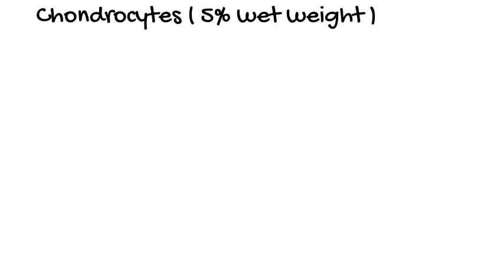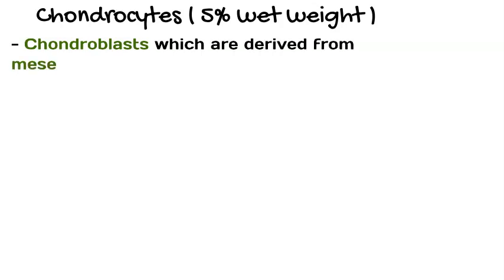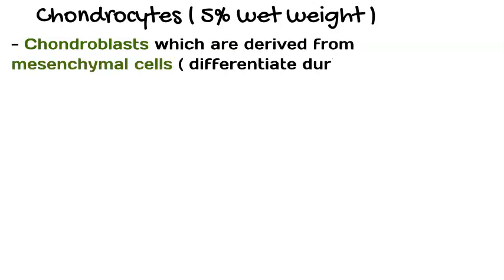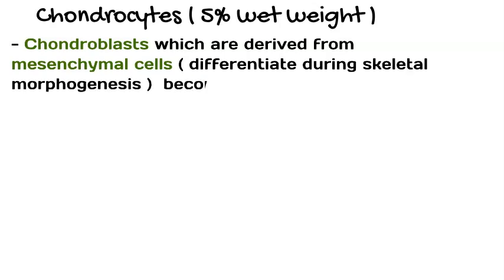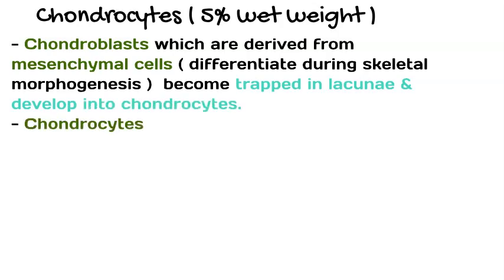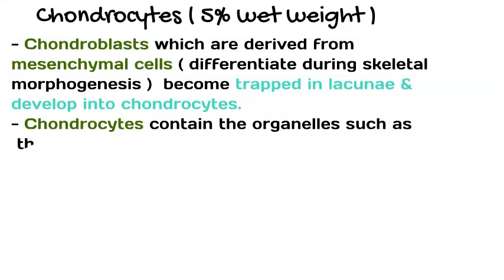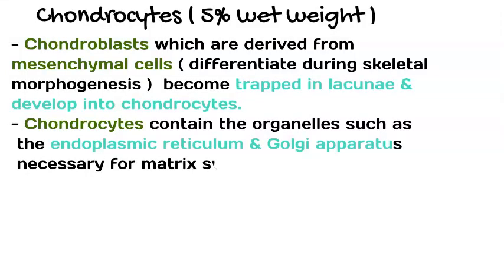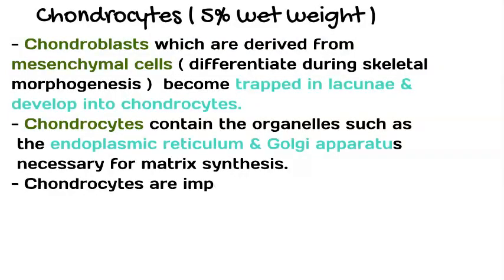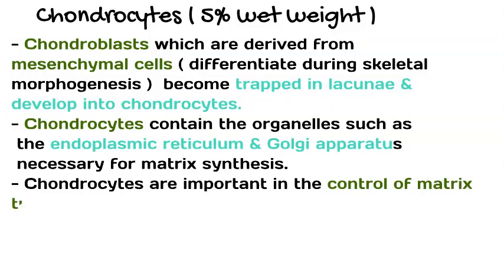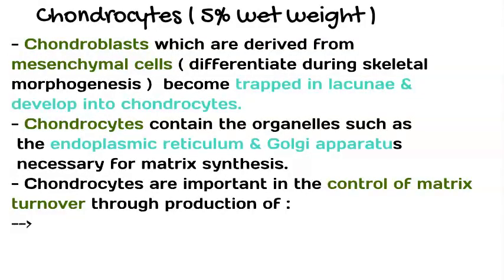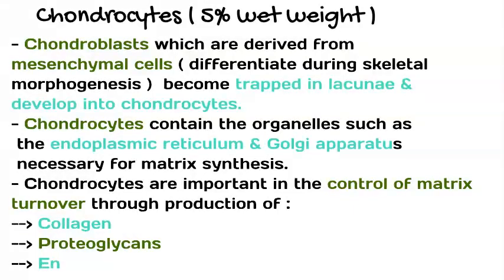Chondrocytes are about 5% of the wet weight of the articular cartilage. Chondroblasts, which are derived from mesenchymal cells, differentiate during skeletal morphogenesis, become trapped in lacunae, and develop into chondrocytes. Chondrocytes contain the organelles such as the endoplasmic reticulum and Golgi apparatus necessary for matrix synthesis. Chondrocytes are important in the control of matrix turnover through production of collagen, proteoglycans, and enzymes for cartilage metabolism.